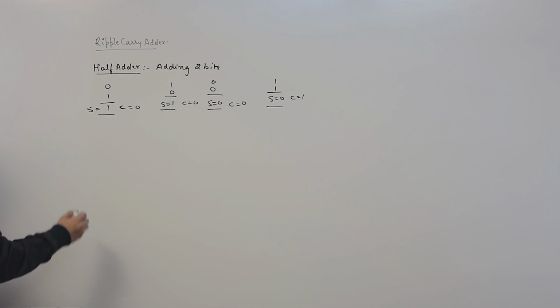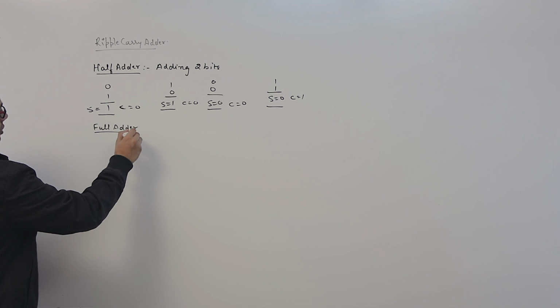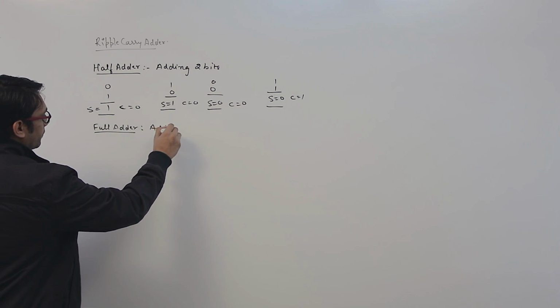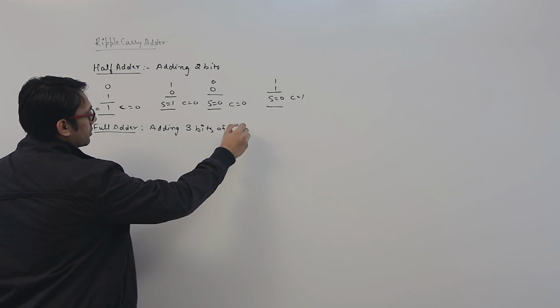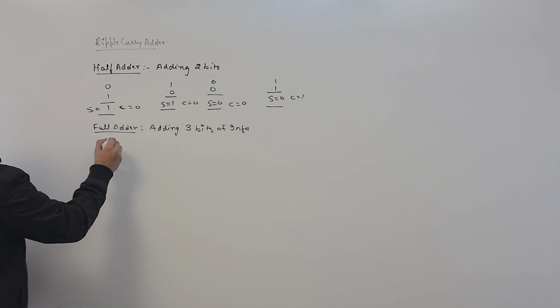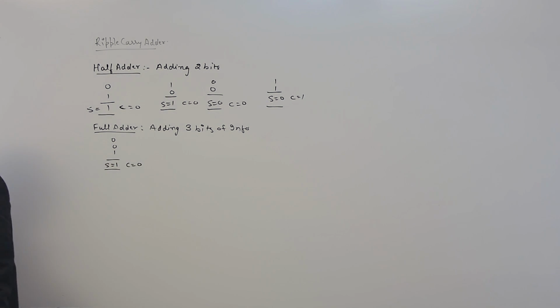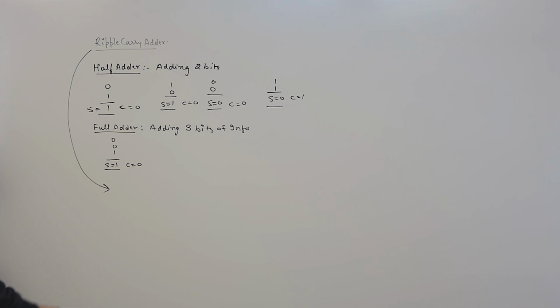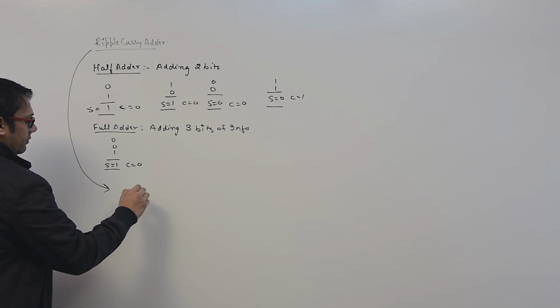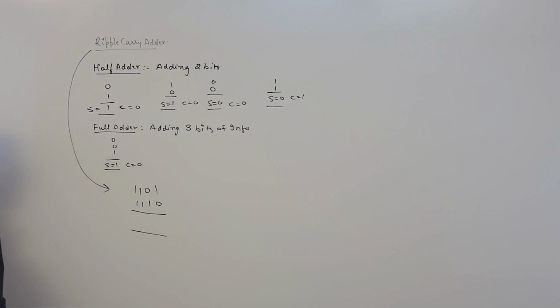When you studied the full adder, that means you are adding 3 bits of information. For example, you can add 0, 0, 1, where the sum is 1 and the carry is 0. But when I am studying the ripple carry adder, that means you are adding some sequence of bits. For example, you may want to add 1101 with 1110, right? You may want to add these 2 sequences.